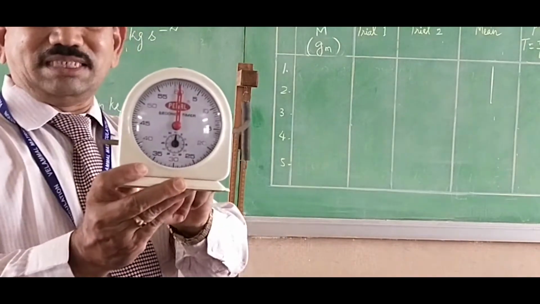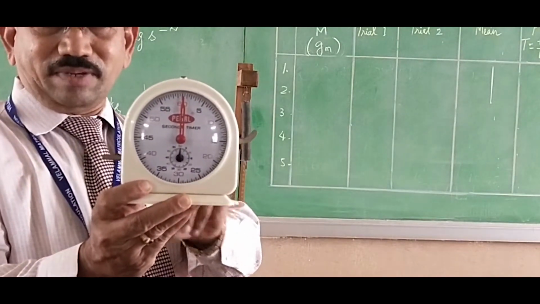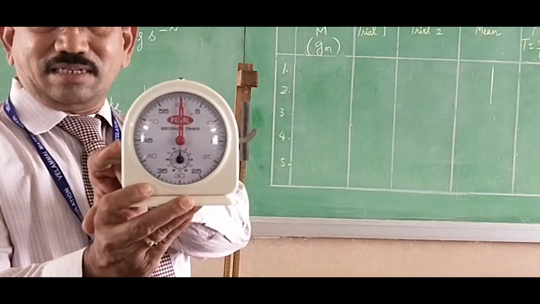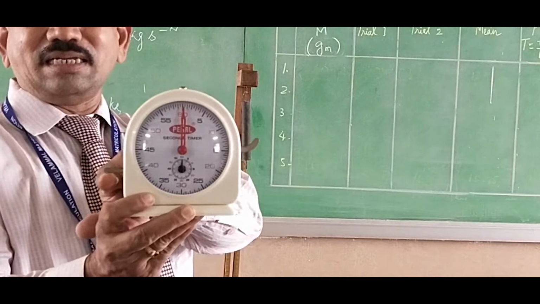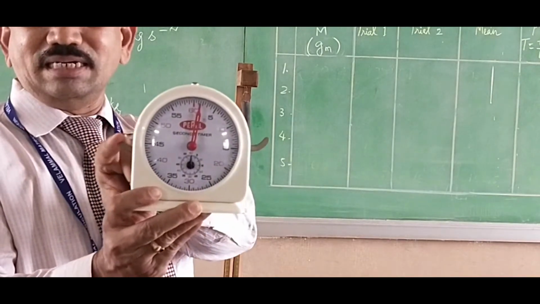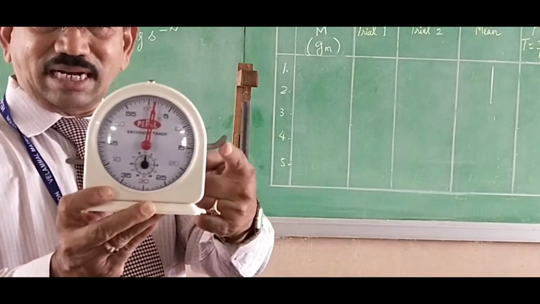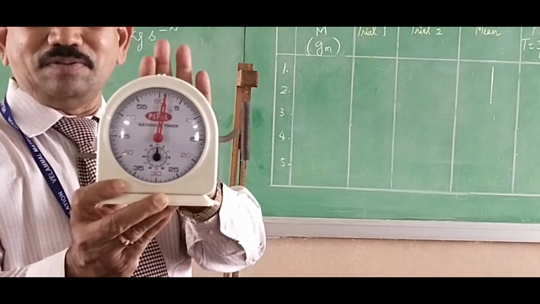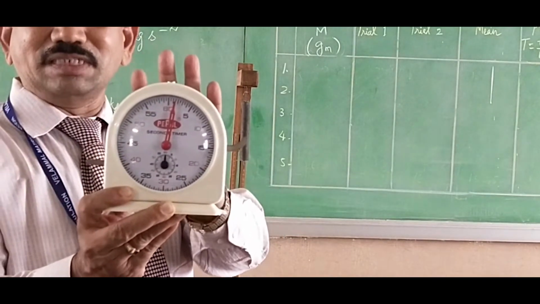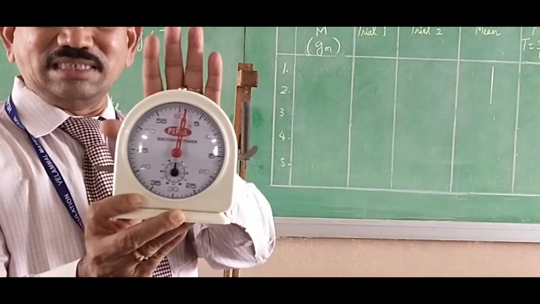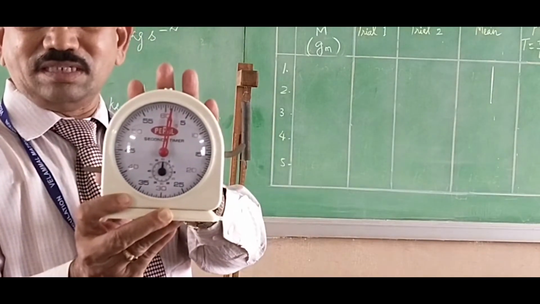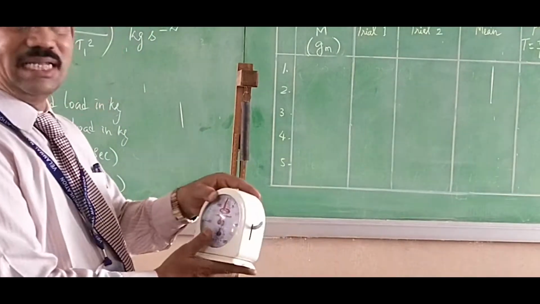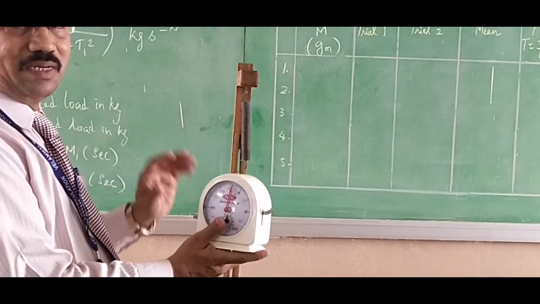You know already about the stop clock. In this stop clock we have 2 levers. On the left hand side we have the lever to start and stop the clock, whereas the right side lever is for resetting it. You know already about this stop clock, which we used in the simple pendulum experiment. The same stop clock we are going to use here also. So these are the apparatus required for the observation of readings in the spiral spring experiment.